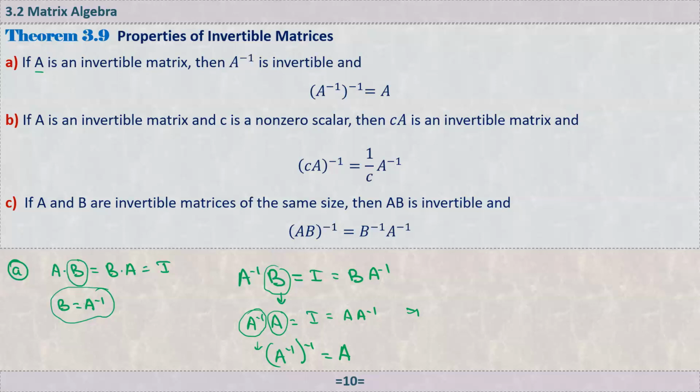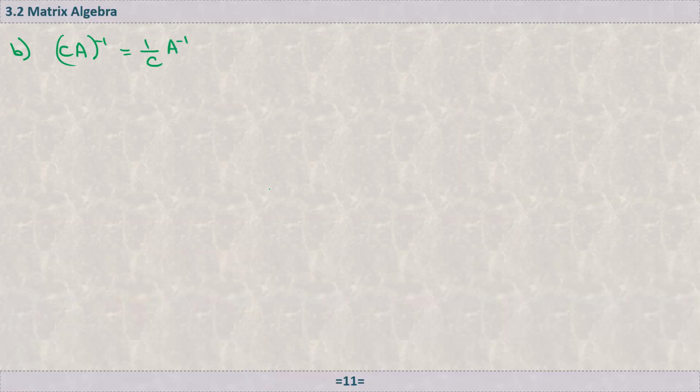All right, how do you prove this? Let me just write here. Part B is saying that (CA) inverse is equal to 1 over C times A inverse. Now I need to find this (CA) inverse, let's say times B is equal to I. That means that B times that thing is equal to this.